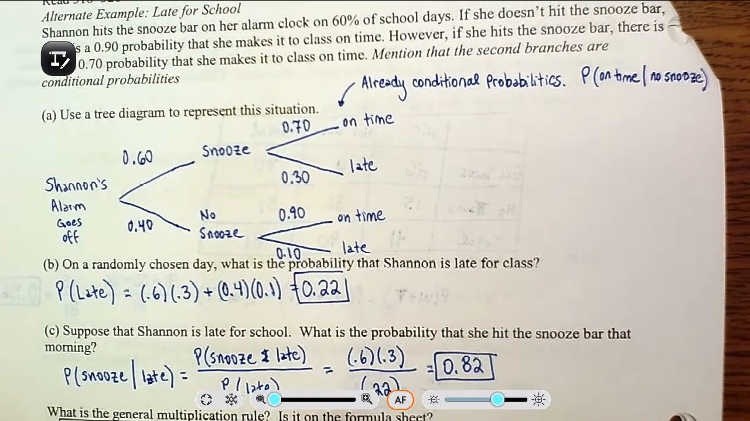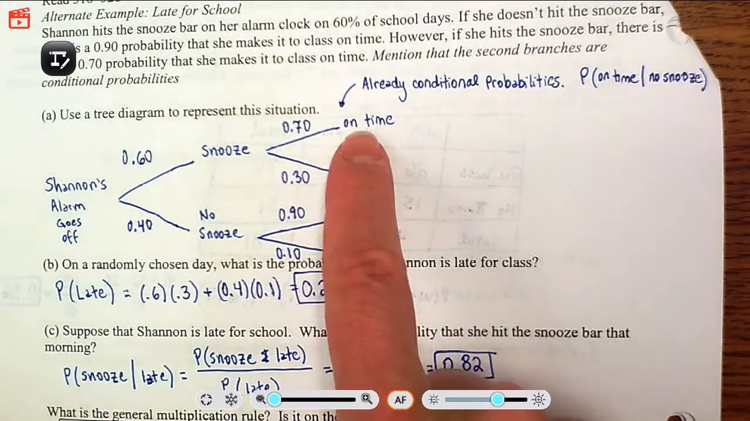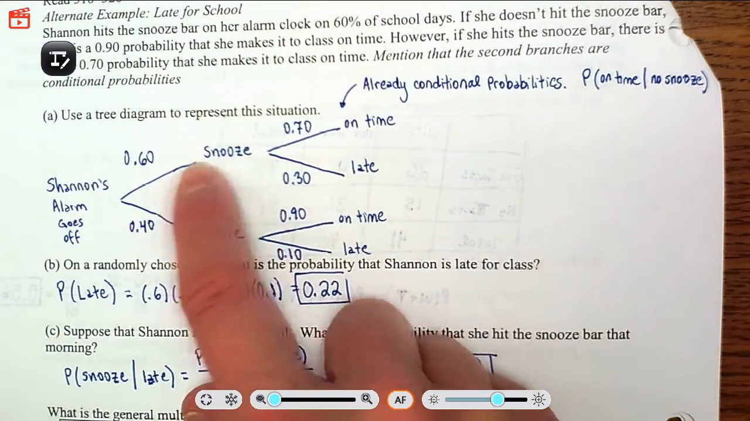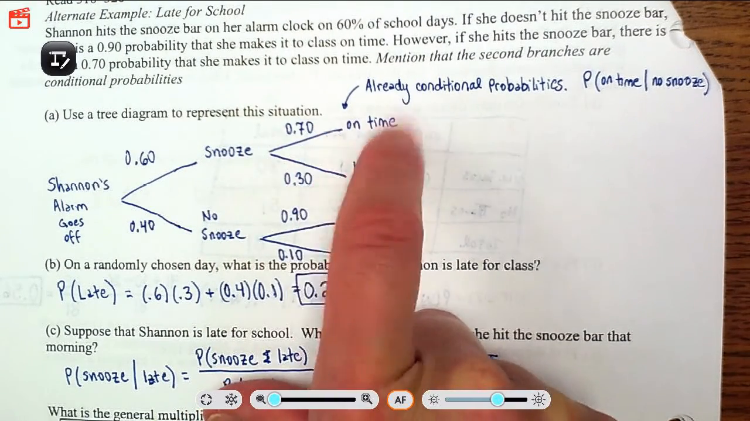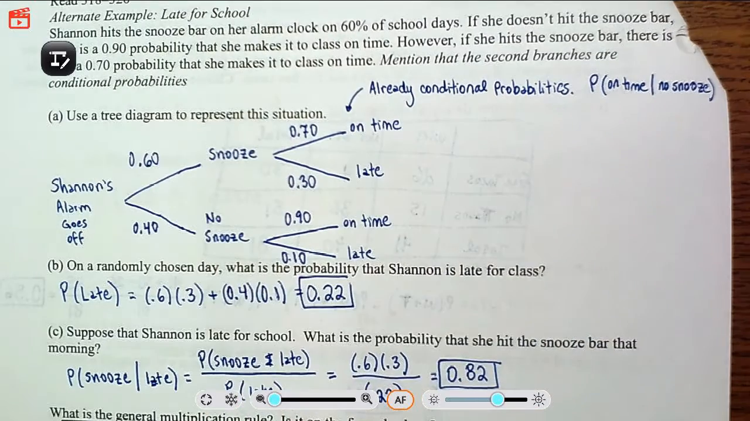What's the probability that she snoozes? What's the probability that she's on time given she snoozes is already out this way, okay? So 70% of the time she's on time given she snoozed, okay?